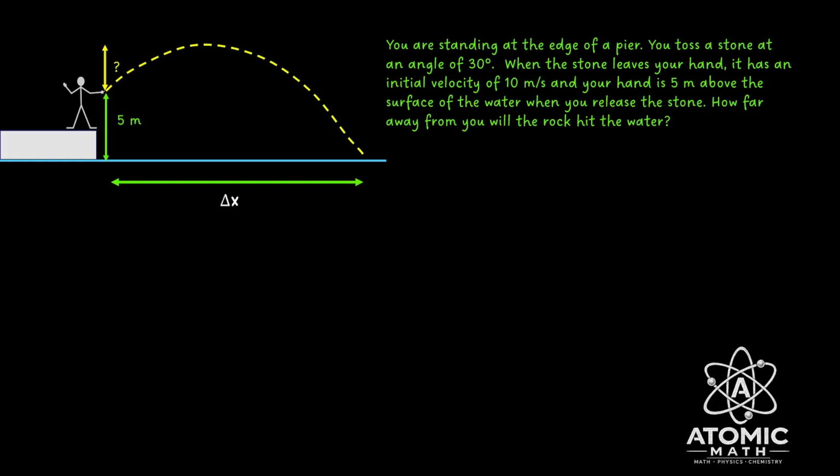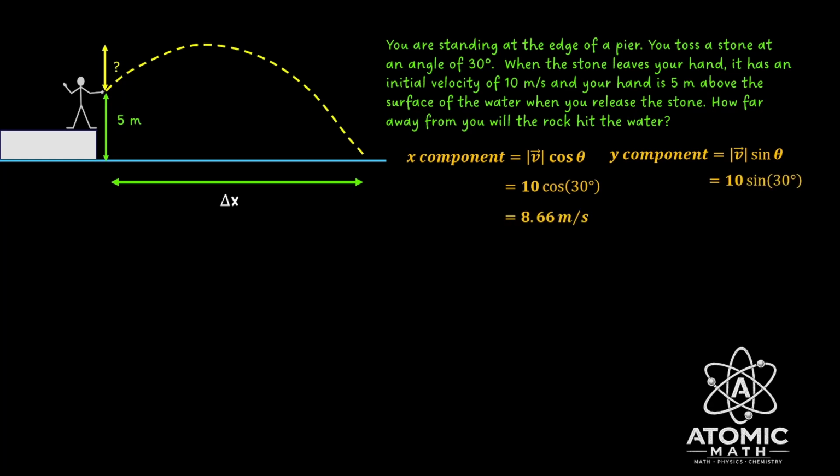So like I said, we're going to start with the vertical, so we have to break our vector into our components, which of course is our x component and our y component. So to find our x component, we're just going to do 10 cos 30 degrees, which will give us 8.66 meters per second. And for y, we're going to get 10 sin 30 degrees, and that will give us 5 meters per second. As I said, we're always going to start with that vertical component.